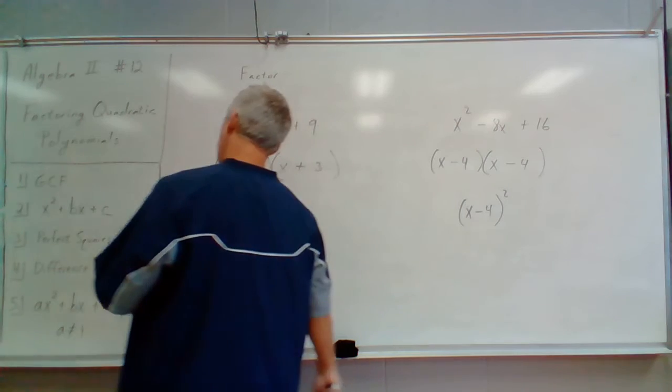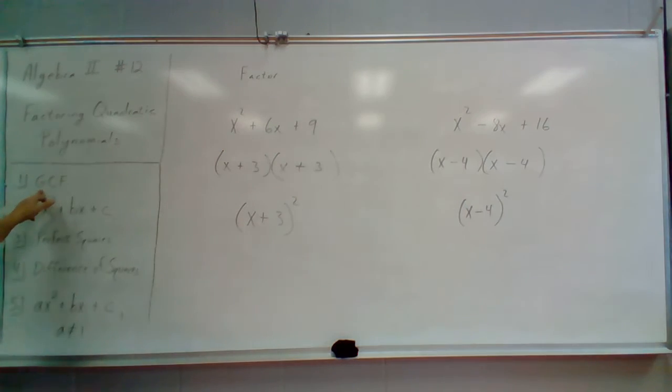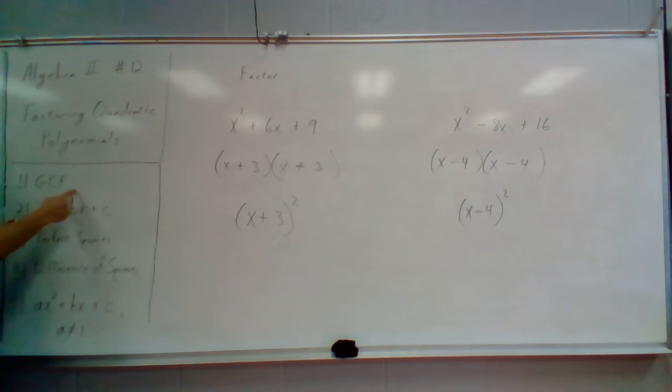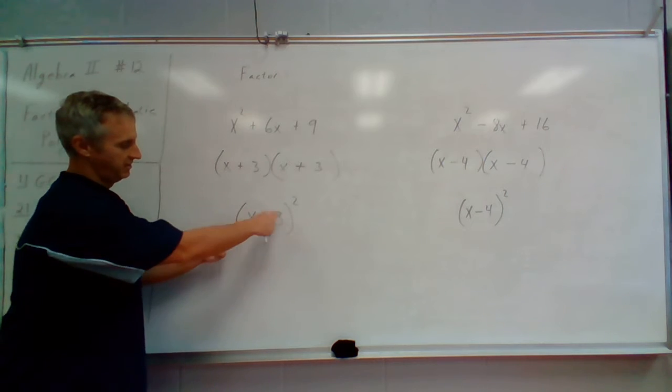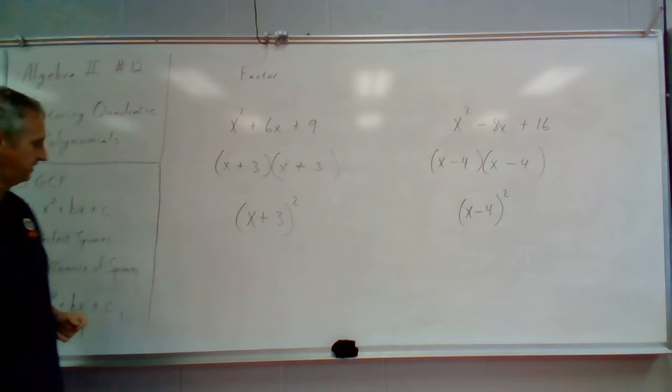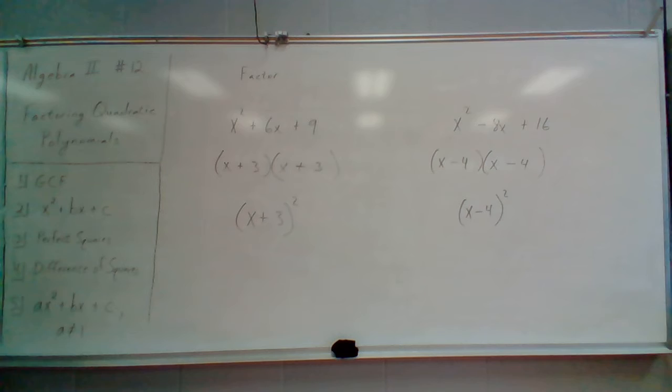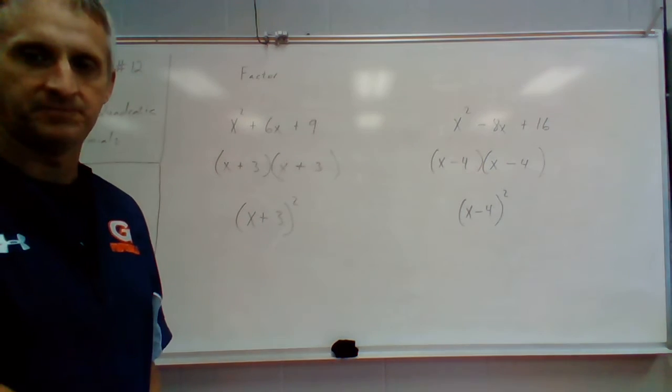All right, so far, we've learned how to factor out a GCF, greatest common factor. We know how to factor trinomials that look like this into the product of two binomials. And now, where I say perfect squares here, this is what I mean, the ones that factor into a perfect square, something squared. Okay, so we know how to do the first three so far. Next, we'll look at a difference of squares.